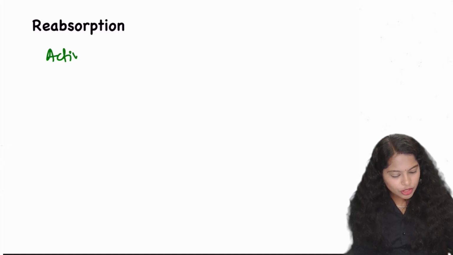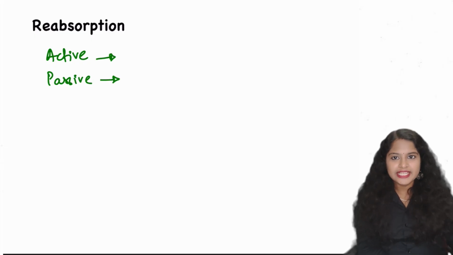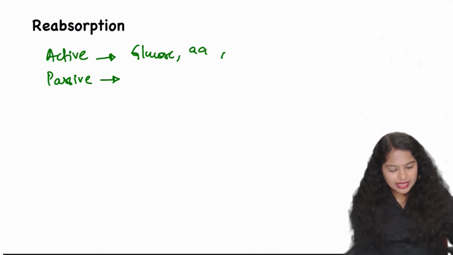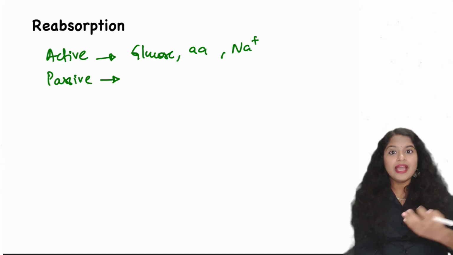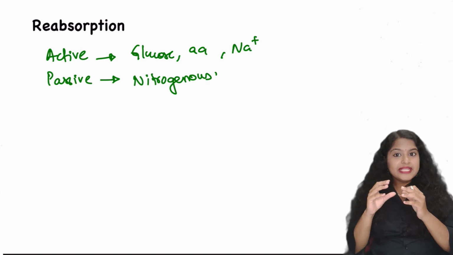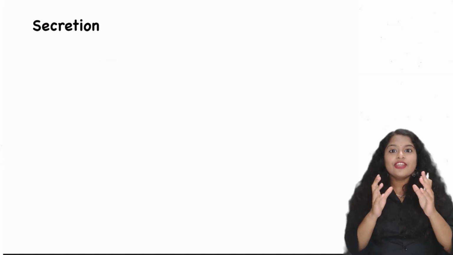There are two types of reabsorption here. One is active reabsorption and the other one is passive reabsorption. So what is actively taken back and what is passively taken back? Glucose, amino acids and sodium or electrolytes are taken back actively, and nitrogenous waste is taken passively. Let us consider the PCT. In the PCT, the reabsorption of water is passive. But in the loop of Henle as well as in the collecting duct, the reabsorption of water is active.